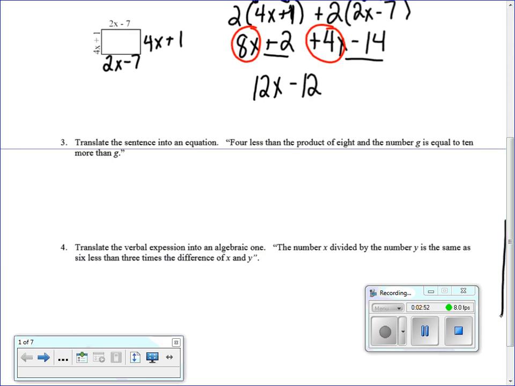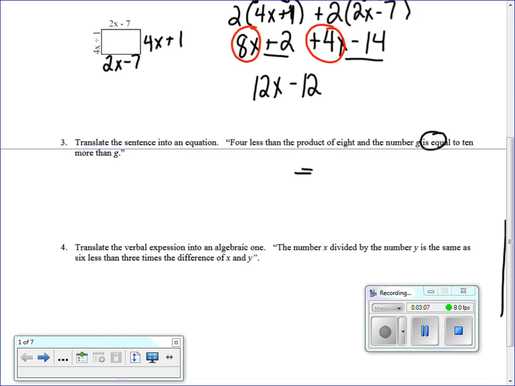Looking at 3, it says translate the sentence into an equation. 4 less than the product of 8 and a number g is equal to 10 more than g. Okay, we know that this is an equation. We see the word equal. That's where we're going to start with our equal sign.